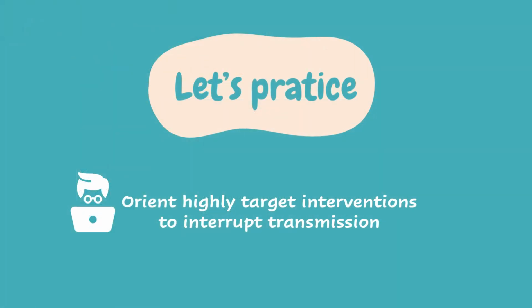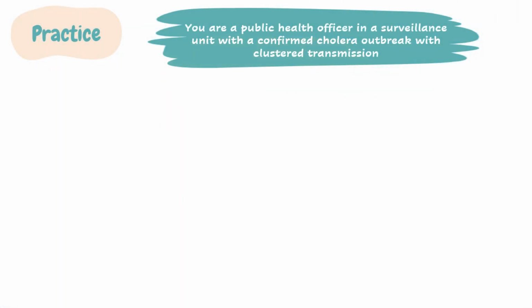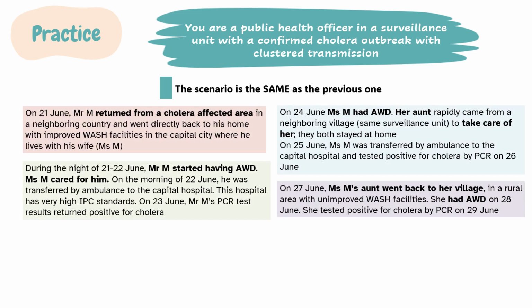Let's practice with a case study to better understand how health authorities target interventions to interrupt transmission at cluster stage. In this scenario, you still are a public health officer in a surveillance unit with a confirmed cholera outbreak with clustered transmission. The scenario is the same as the one used in the previous case study, up to the return of the aunt of Miss M in her village where she becomes symptomatic.